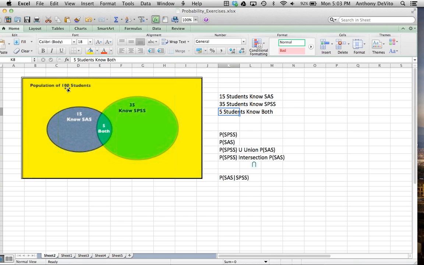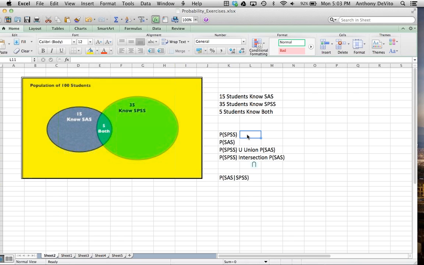Within that group of 100 students, 35 of those students know SPSS, right? That's this green oval here. And 15 of those students know SAS. And we also notice that there's some overlap here. 5 students know both. Okay, so this number represents the number of students that know SAS. This number represents the number of students that know SPSS. So I'm going to ask you to consider this.